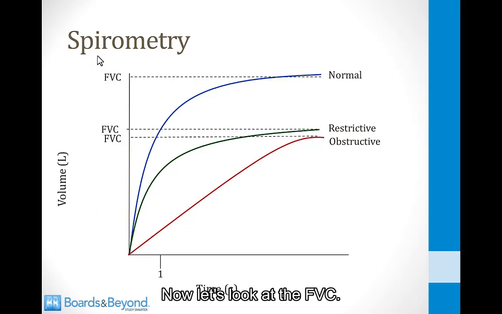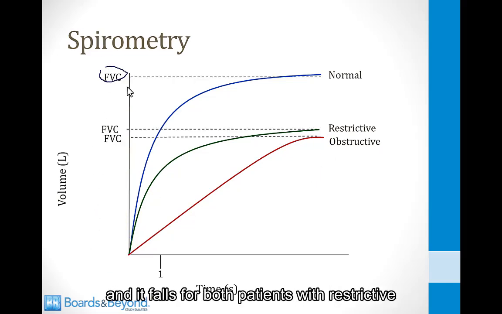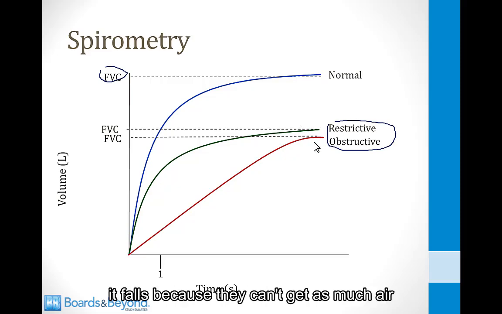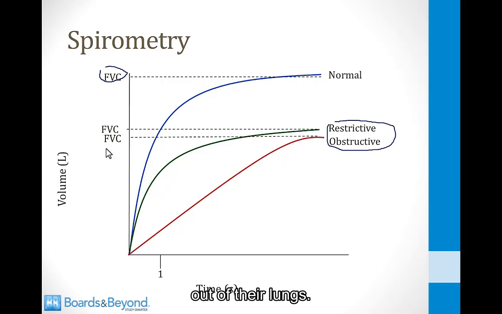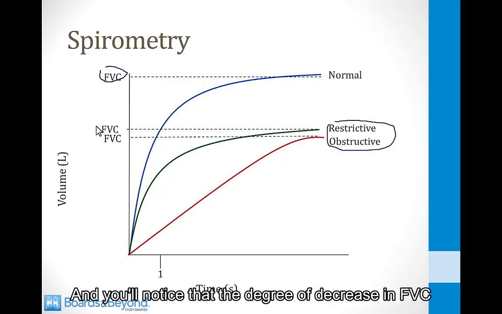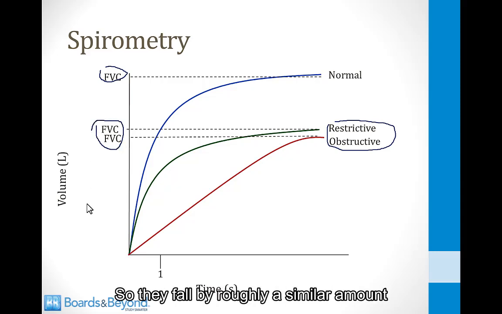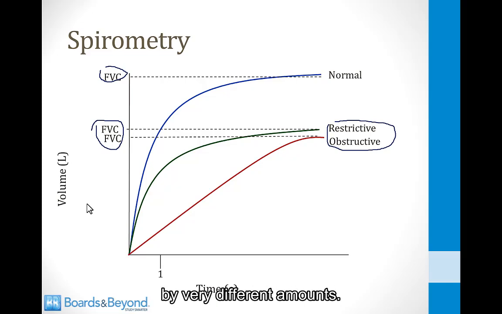Now let's look at the FVC. So it's way up here in the normal patient, and it falls for both patients with restrictive and obstructive disease, although it falls for different reasons. In the restrictive patient, it falls because they can't draw as much air into their lungs. In obstructive disease, it falls because they can't get as much air out of their lungs. And you'll notice that the degree of decrease in FVC is relatively similar for the two diseases. So they fall by roughly a similar amount compared to the FEV1 where they fall by very different amounts.